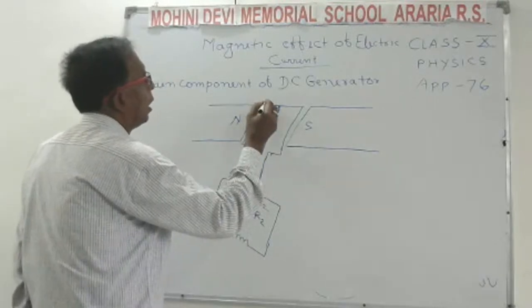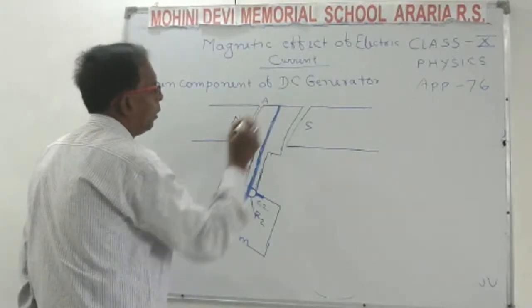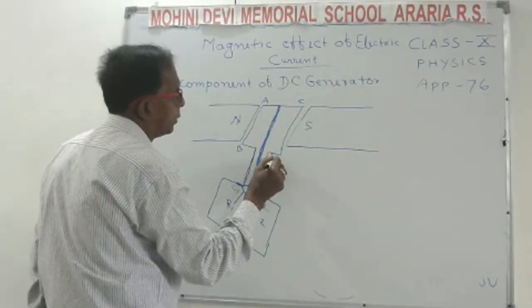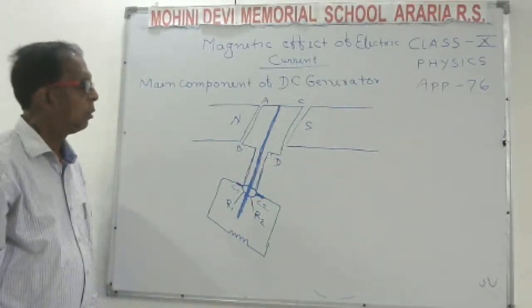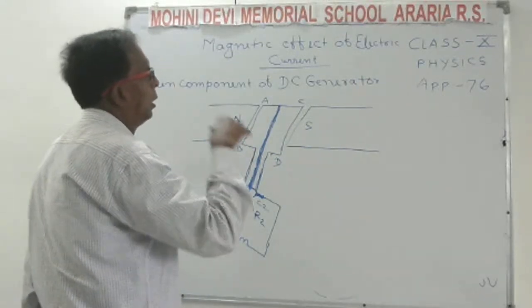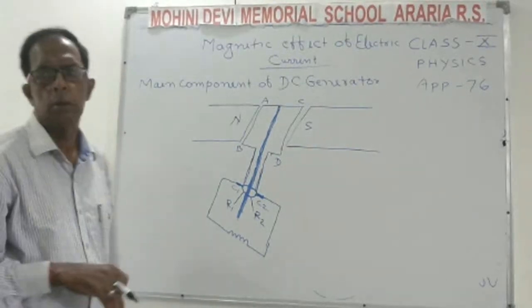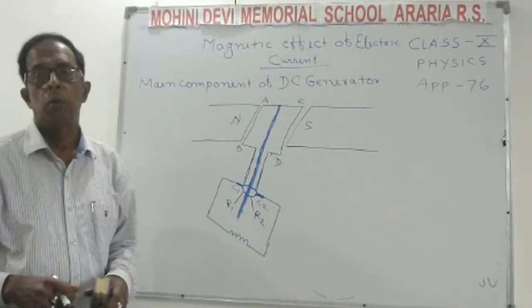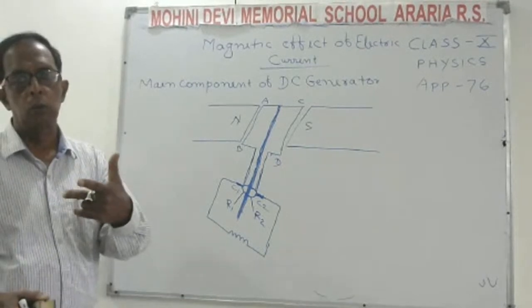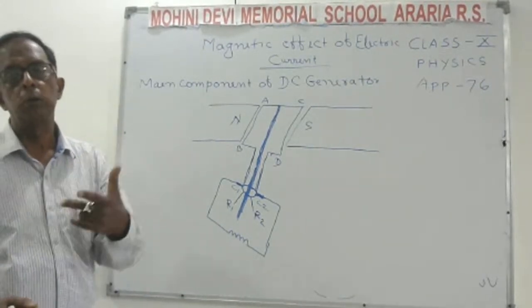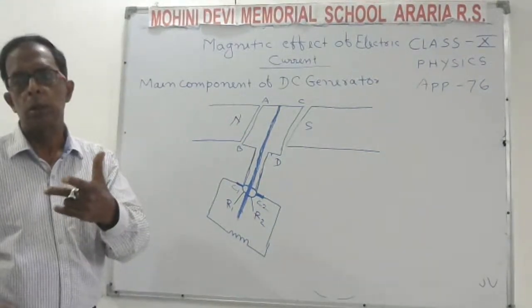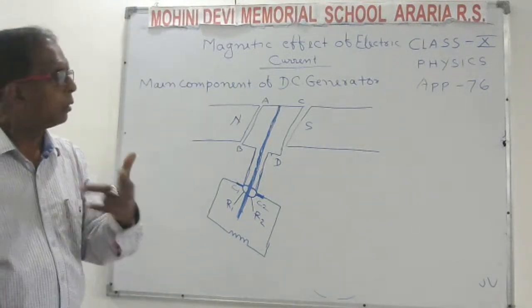Suppose AB is one arm of this armature and CD is the second arm of this armature. And a magnetic field is perpendicular to the current carrying conductor. What is the direction of the force? The left hand rule gives the information about the force acting on the current carrying conductor. So in the DC motor, we apply Fleming's left hand rule.